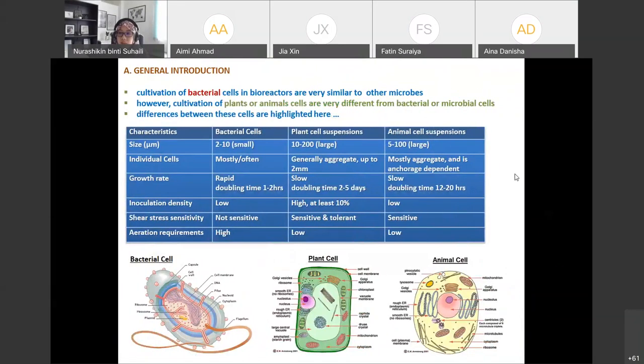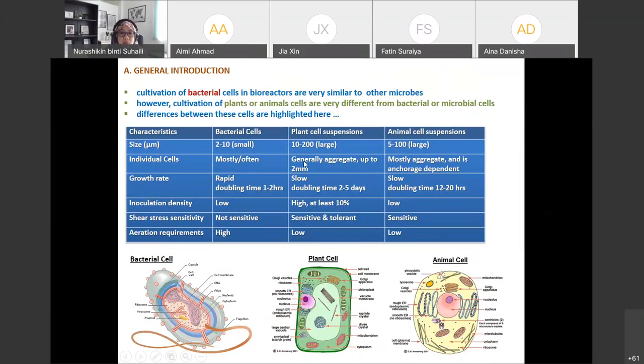So the reason why microbial fermentations are discussed differently, and why there are different requirements for plant and animal cell bioreactors, is because there is a difference. The biggest difference is that plant and animal cells are not microorganisms. Bacteria, yeast, fungi, they are microorganisms.